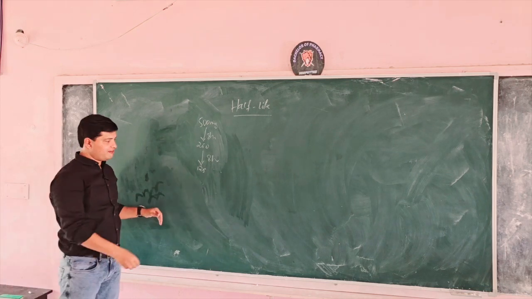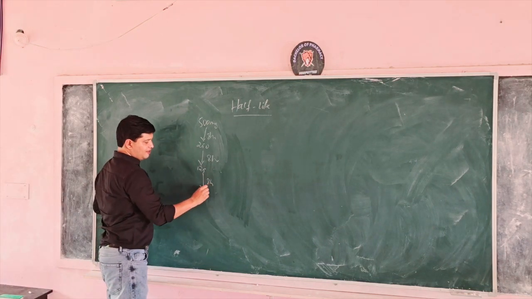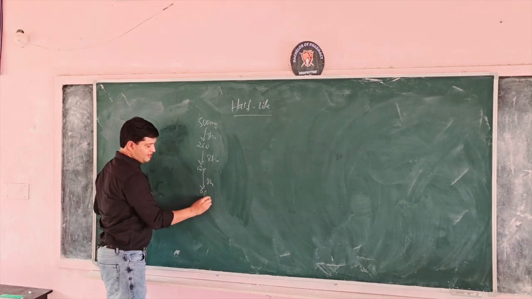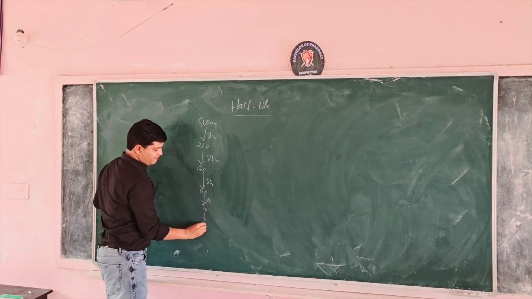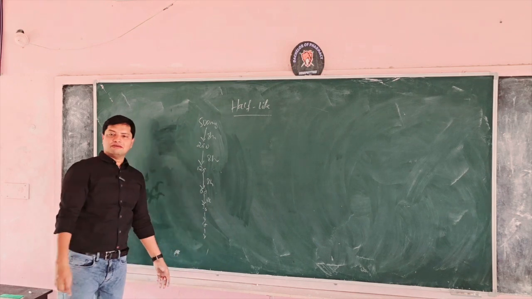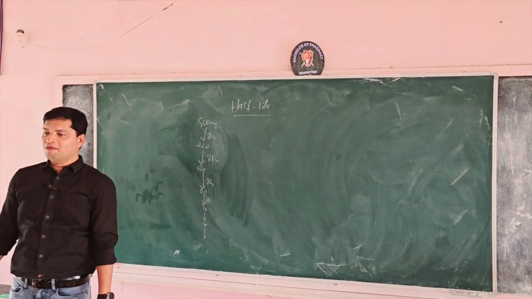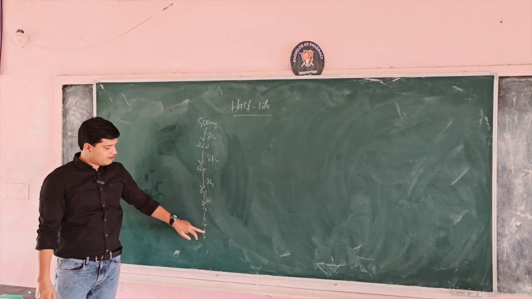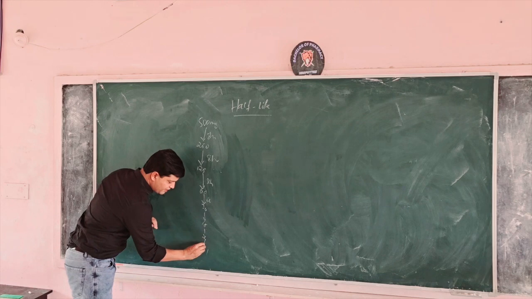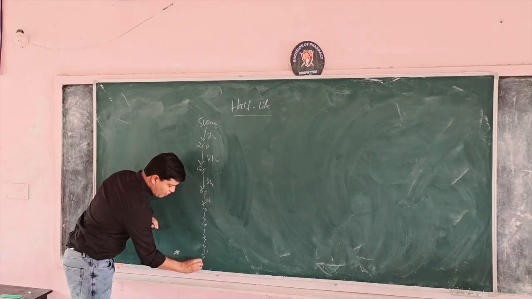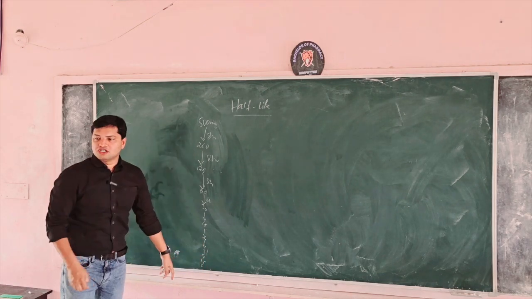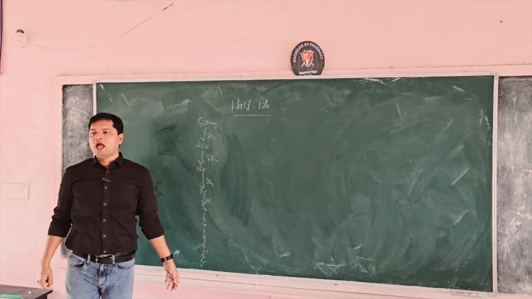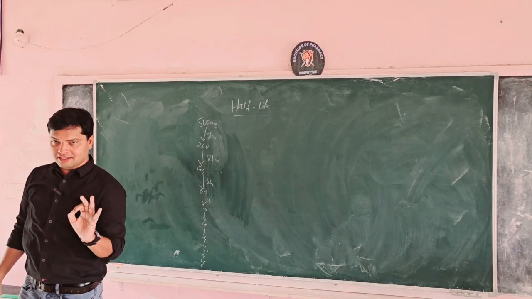What is the next half-life? 60 something. Then 30. Then how much time will it take to degrade? How many cycles? 1, 2, 3, 4, 5, 6. Still it is there, na? 7 is there, 3 is there, 1.5 is there. Where should you stop? There is no stop here. You can write this much big. You should stop where you can detect it.